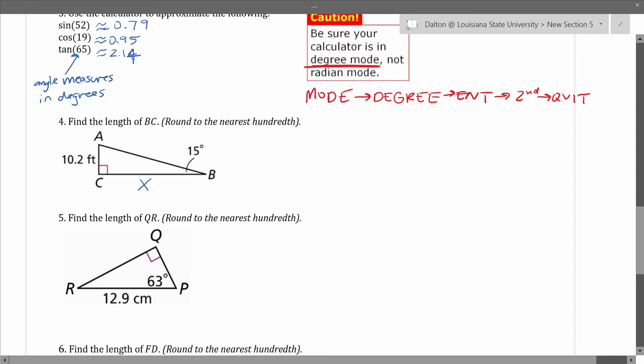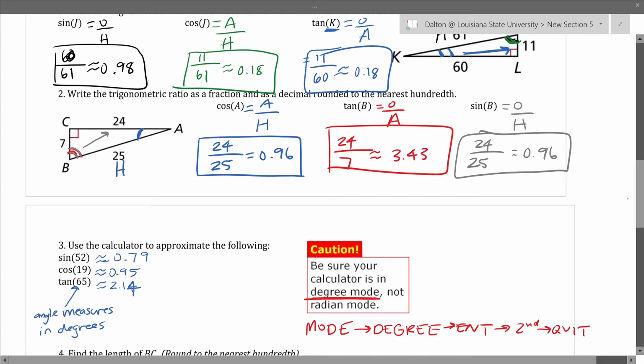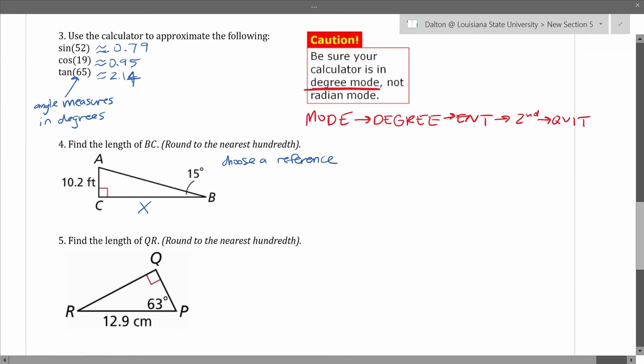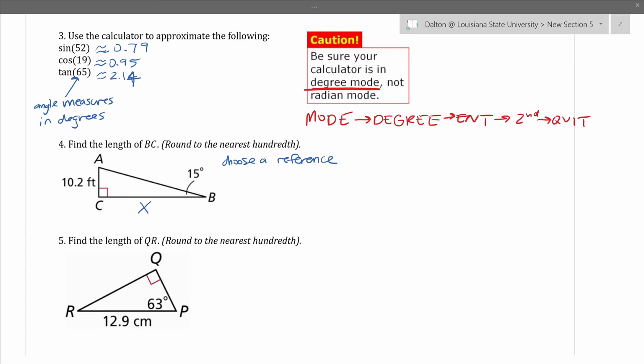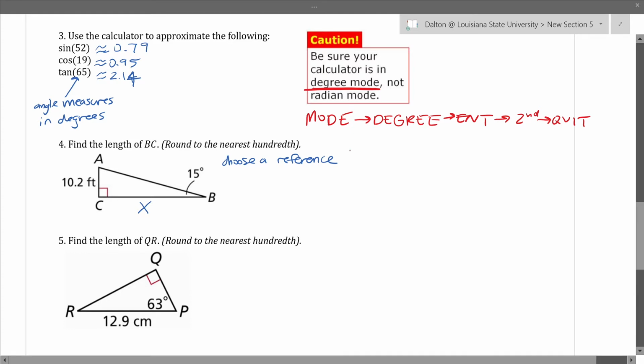So the first step to doing this is that we want to choose a reference angle, a point of reference. In the other questions earlier, I basically gave you a reference angle. I told you the cosine of A or the tangent of B, and A and B and J and K, those were all the angles. Now you get to choose what the angle is going to be. Basically, the first thing to note is that you cannot use the 90-degree angle for reference. And I want you to think about that for a second.